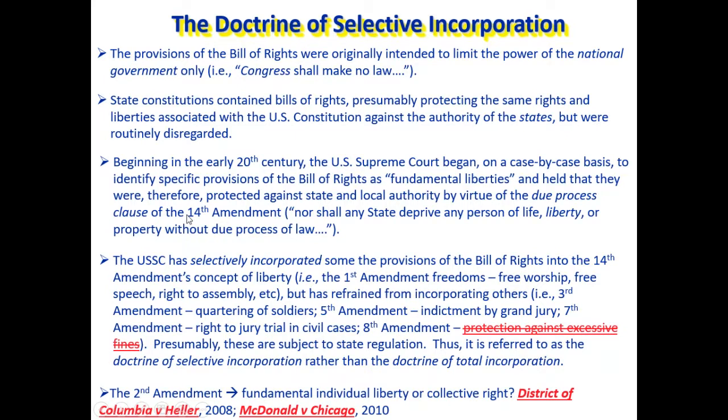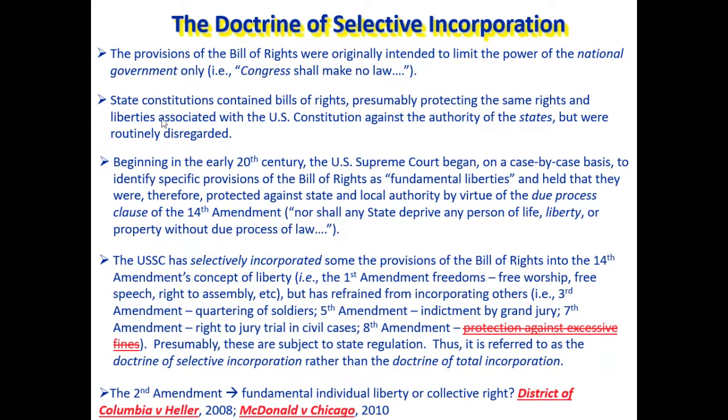Now, I didn't completely answer the question, though, because, as you all know, District of Columbia, at least not yet, is not a state. Right? It's a federal city. And so, presumably, the Second Amendment, which is directed at the power of the national government, would apply to the District of Columbia. Congress shall make no law abridging the right of the people to keep and bear arms. Okay? But what about in Illinois or some other state?